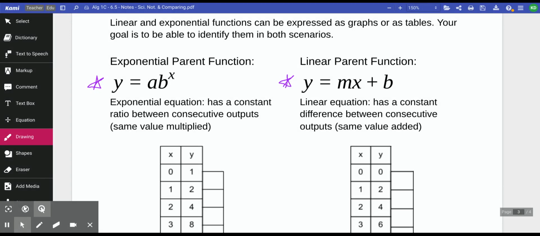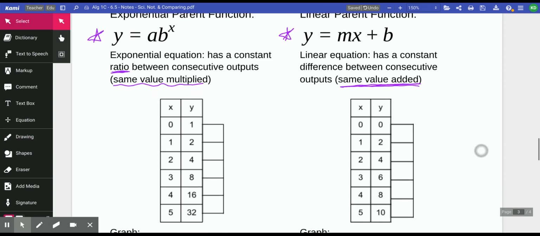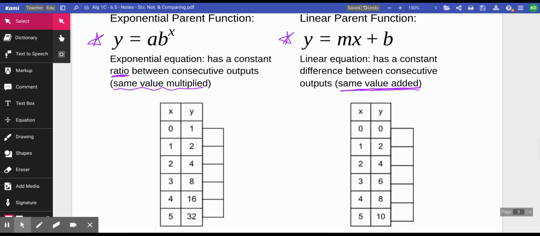So your exponential equation has a constant ratio. Ratio means we're multiplying by the same amount every time. And a linear equation has a constant difference, which means we're adding the same value every time, right? So this is one that we've seen before. We have seen linear equations. We should be fairly familiar with those. But let's see what that looks like in a table, right?